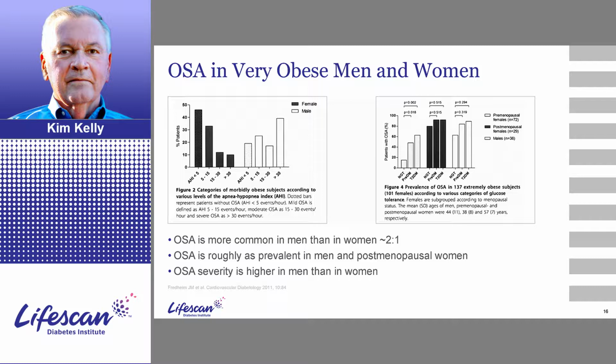And you can see with men in the far right three bars, their prevalence of obstructive sleep apnea between postmenopausal women and men in general tend to be relatively the same. So there is a relationship between age. The severity, however, is still always higher in men than it is in women.